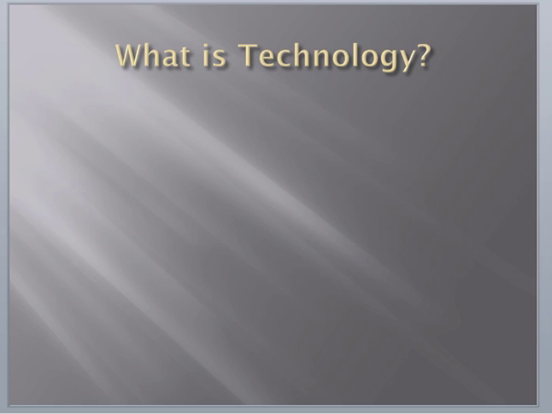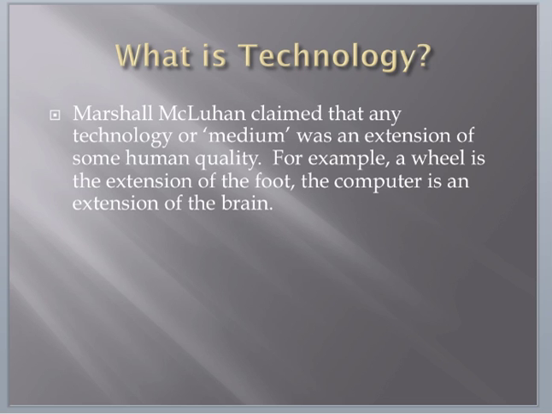Now, a very well-known individual, Marshall McLuhan, he was around quite a long time ago, and he came up with the idea that technology, or the medium, was an extension of some human quality. So, for example, the wheel is an extension of the foot, right? It helps us move. The computer is an extension of the brain. It helps us think, helps us do things quicker than we normally do.